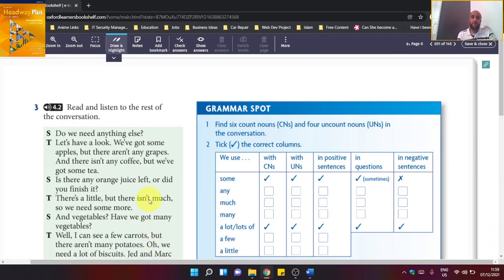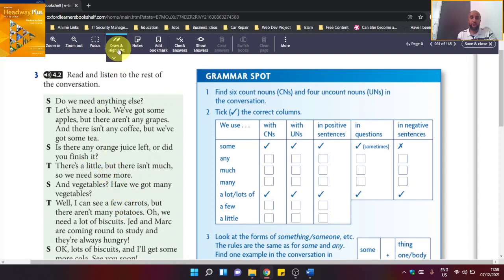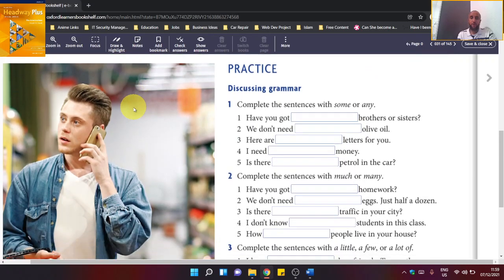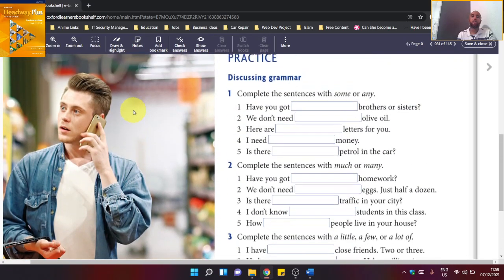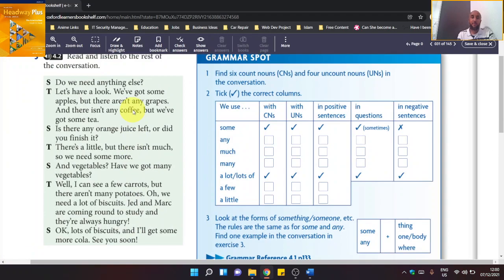Okay. So here we have another listening exercise. And we're going to focus on a particular grammar here. Okay. So let's listen to the conversation together.